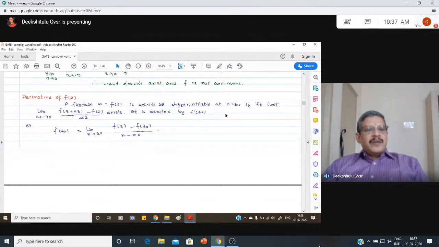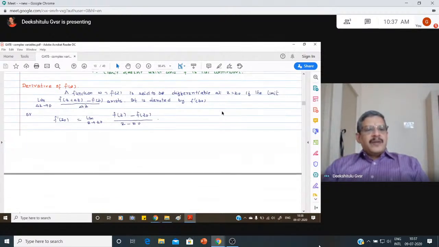Now, we start a new definition today: the derivative of a complex valued function. A function w is equal to f of z is said to be differentiable at z is equal to z naught. Here, z is an independent variable, and f is a dependent variable. Z is a function of x and y, z is equal to x plus iy. So what are the independent variables? X and y are independent variables. F depends on x and y.